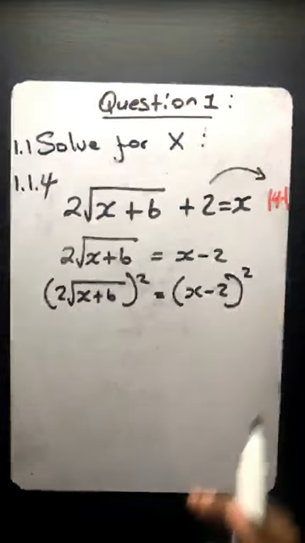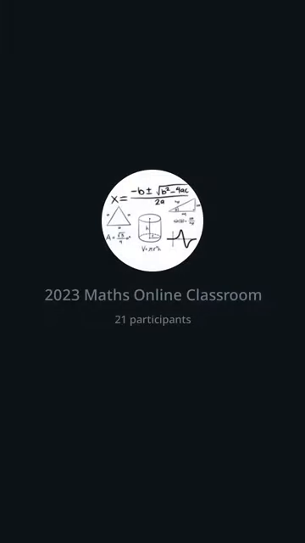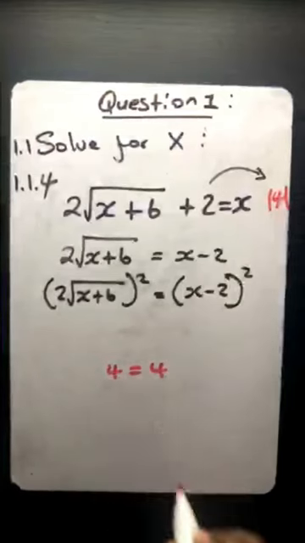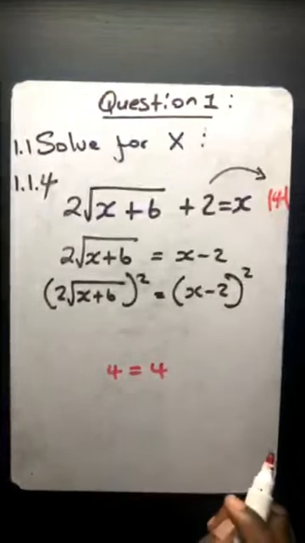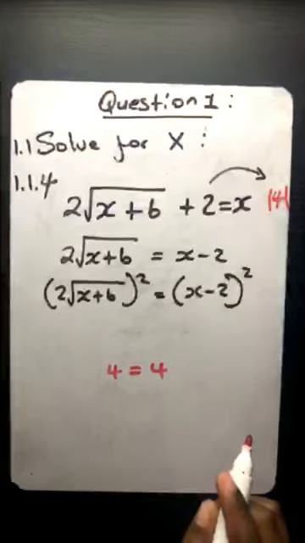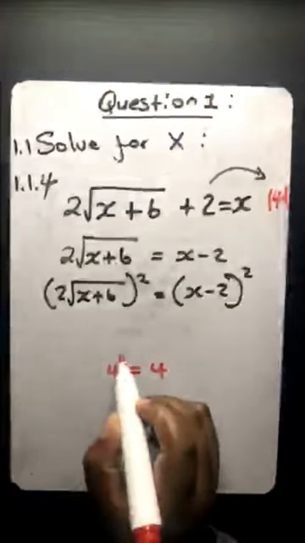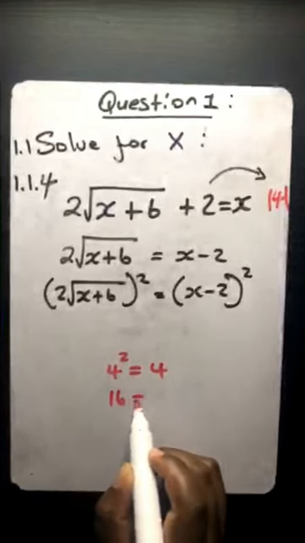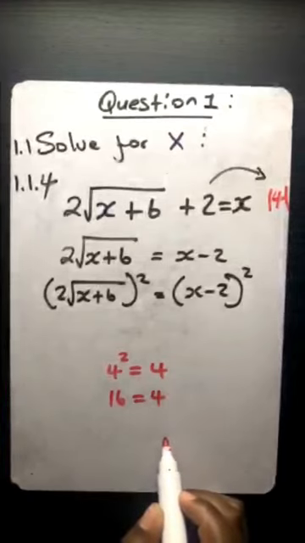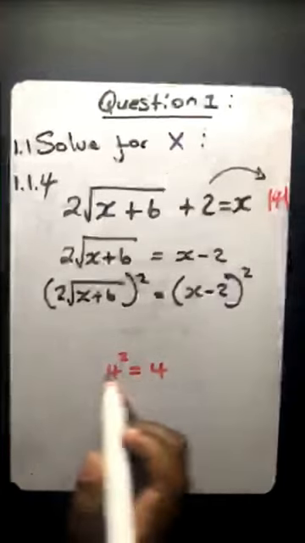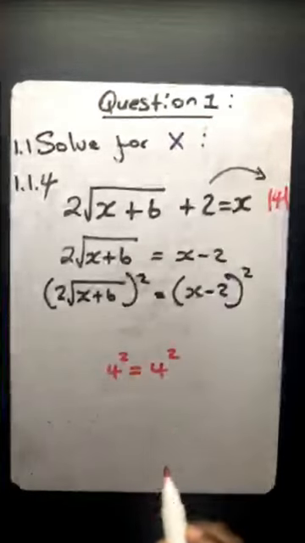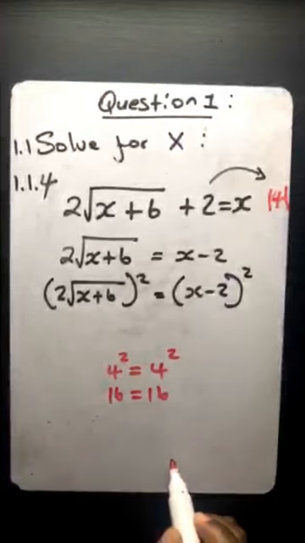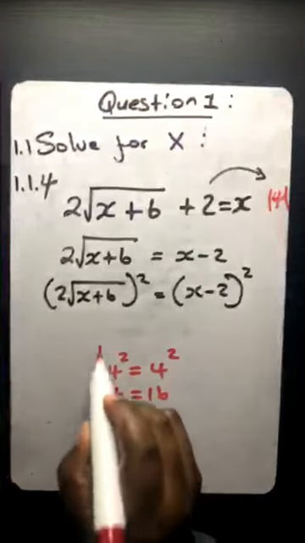Let me quickly explain why when you do something, you have to do it on both sides. Let's say 4 is equal to 4. That's true. But the moment you square this 4 on the left side, it is no longer 4, but it is 16. So now it's 16 equals 4, which is not true. That is why whatever you do on the left, you also need to do on the right, so that 16 will be equal to 16. In that way, you are not tampering with the original equation.